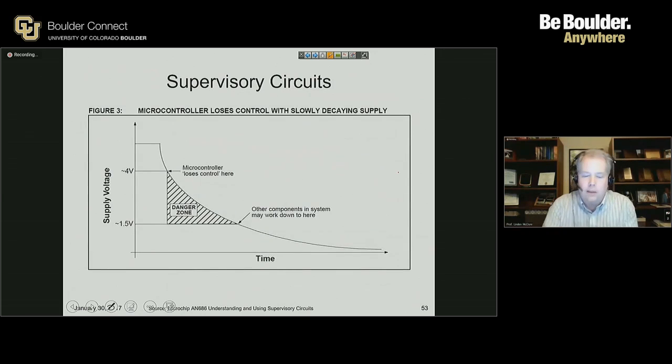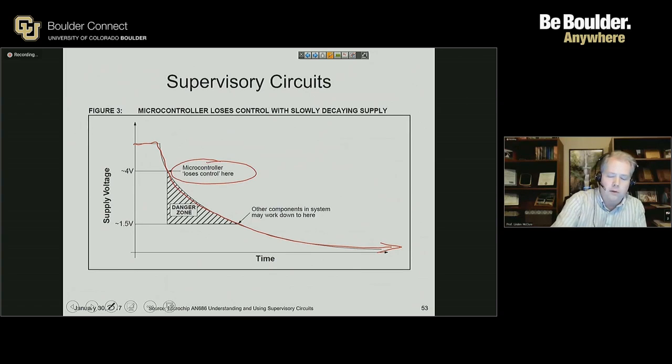The third condition is the microcontroller loses control with a slowly decaying power supply. So in this example, I turn off power to the system, and because there's capacitance out there, the charge starts to drain off the capacitors, and it starts to follow this exponential curve down. What this is showing us is that the microcontroller loses control when the voltage on the VCC line drops below the minimum acceptable voltage for the processor.